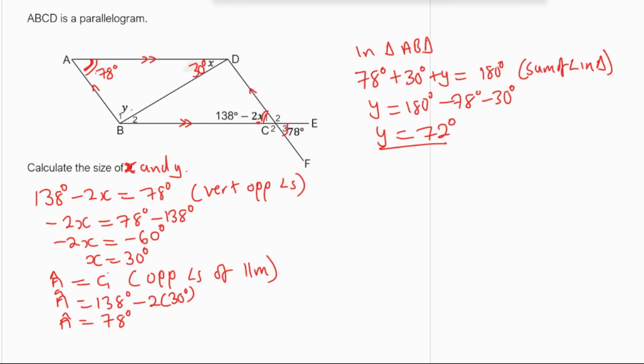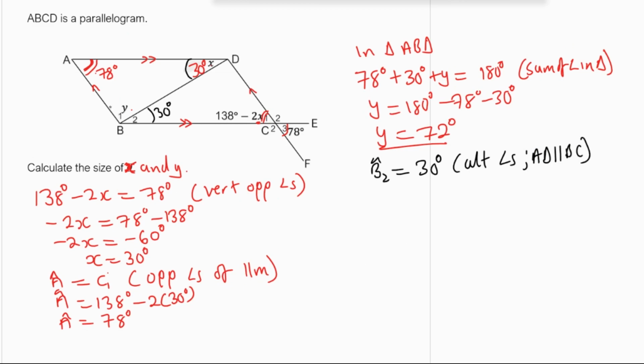In an alternative method, we could have said, now this is 30 degrees, so angle B2 also is 30 degrees, since these are alternate angles, AD is parallel to BC. Right, angle B2 is equal to 30 degrees, since alternate angles, AD is parallel to BC, right?